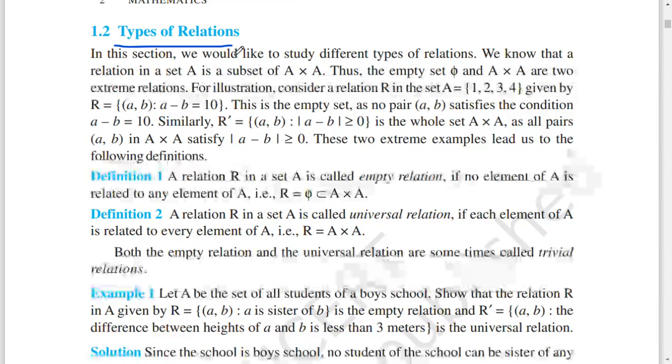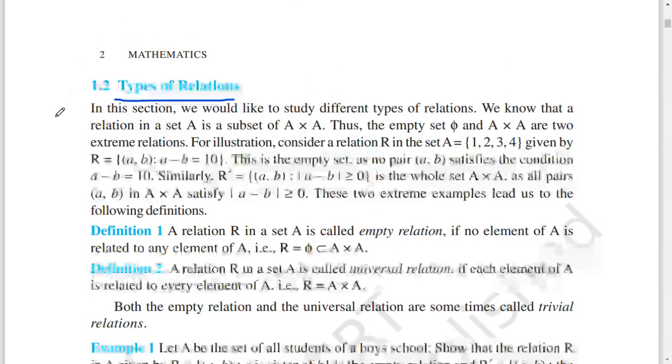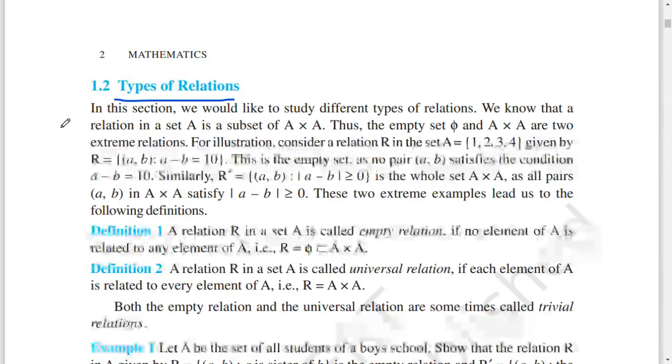Types of relations. In this section, we would like to study different types of relations. We know that a relation in a set A is a subset of A × A. Thus, the empty set phi and A × A are two extreme relations. For illustration, consider a relation R in the set A = {1, 2, 3, 4} given by R = {(a, b): a - b = 10}.